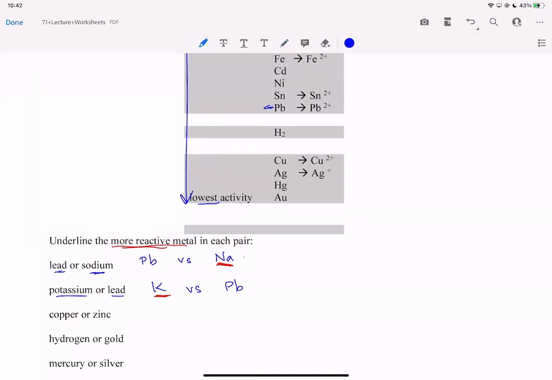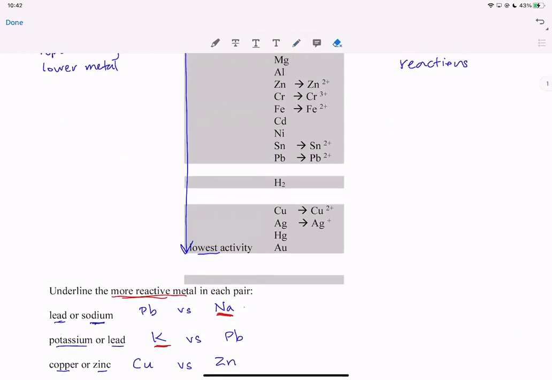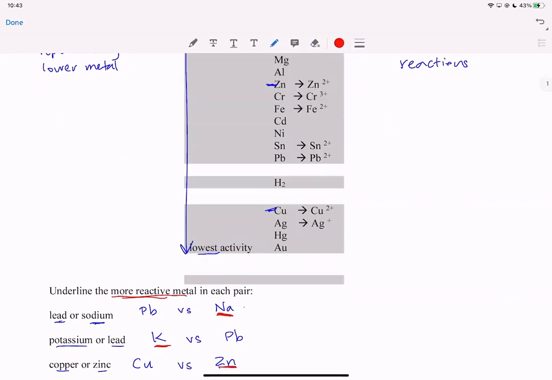Okay, so let's take a look at the next one, which is copper or zinc. So copper is the element symbol Cu compared to zinc, which is the element symbol Zn. So in taking a look at this, we have Zn is here, and copper is here. So who's more reactive? Who's higher up is this one, the Zn.